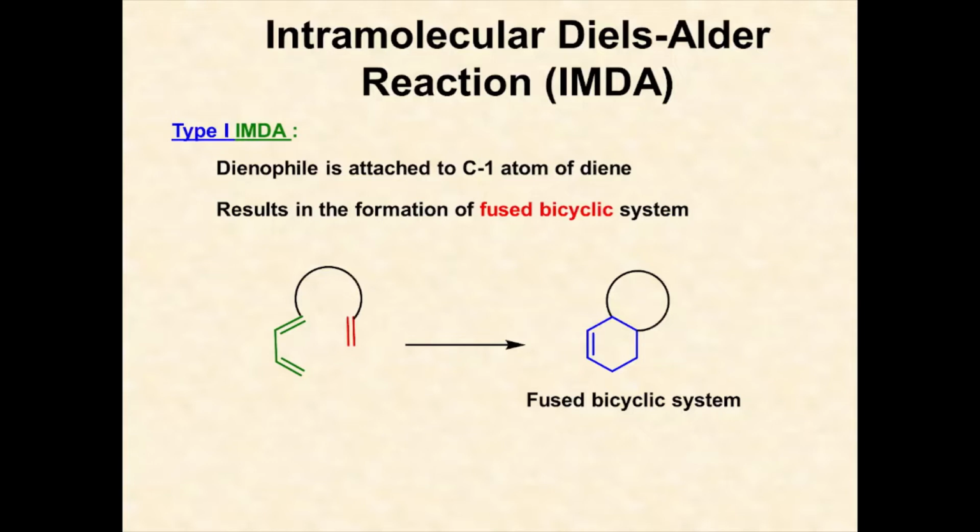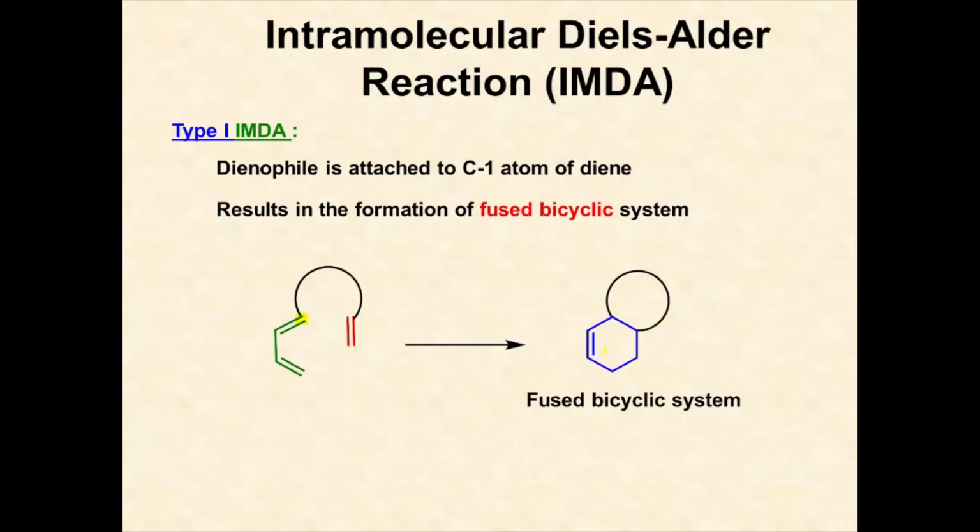Okay, now as here you can see in the example, let me bring the highlighter. Yes, so here you can see in the example that with the C1 atom of the diene, here this is the C1 of the diene. As with this, the substitution takes place if the dienophile is attached, and eventually that will lead to the formation of a fused bicyclic system.